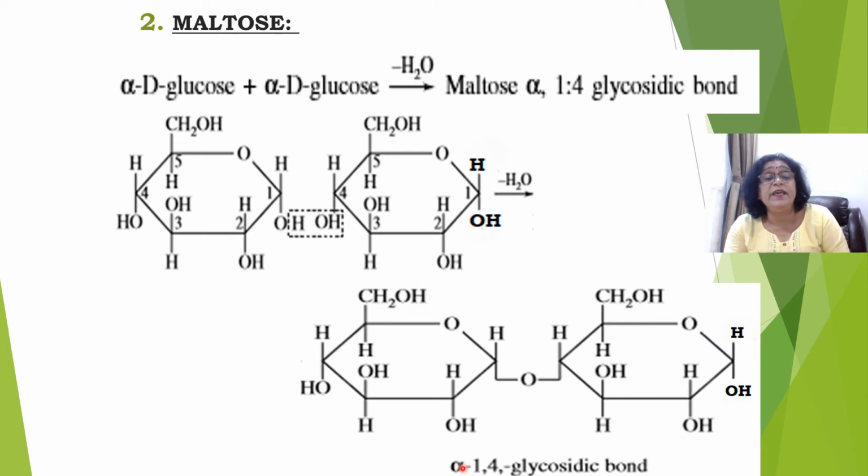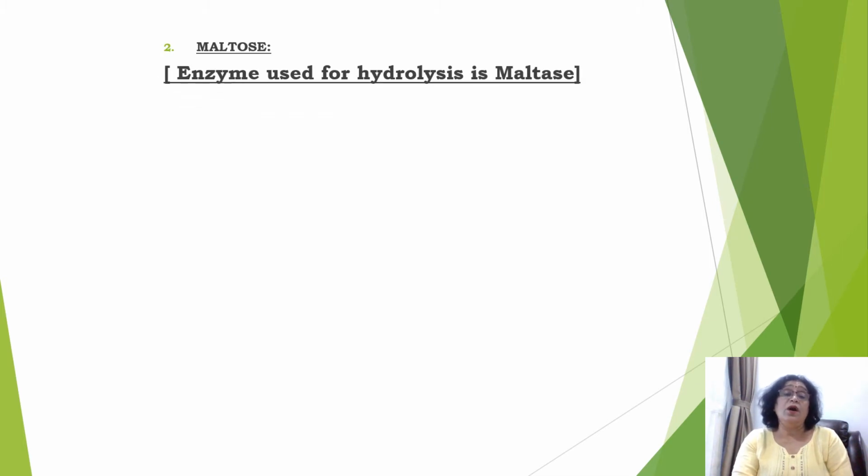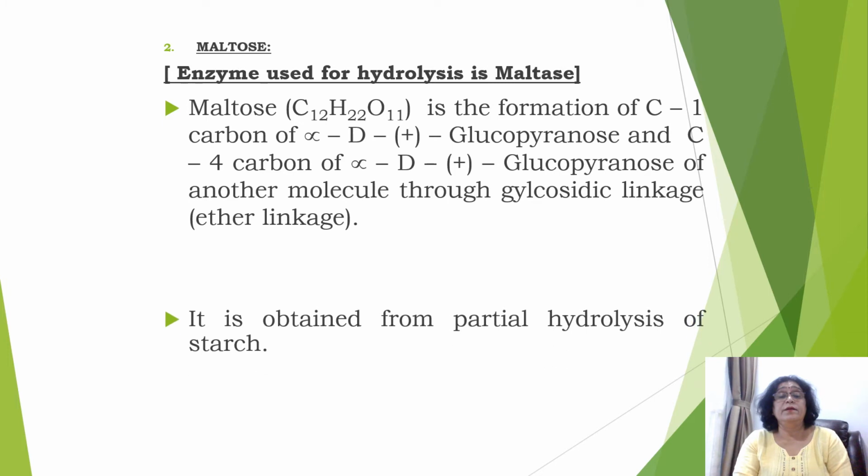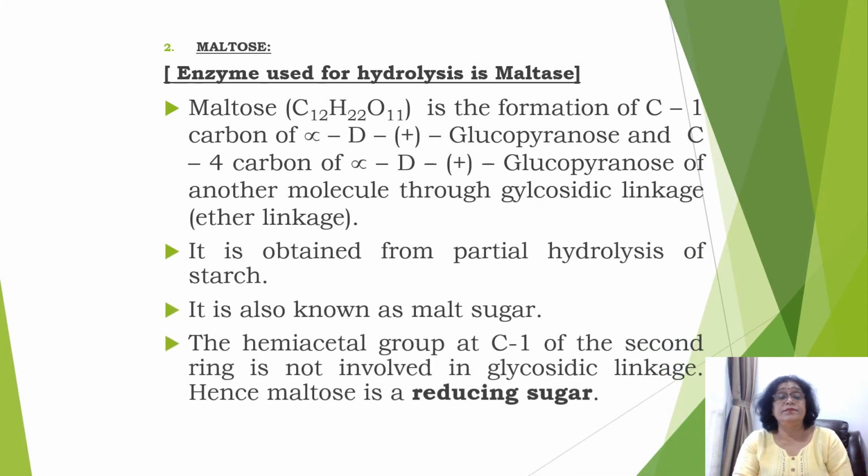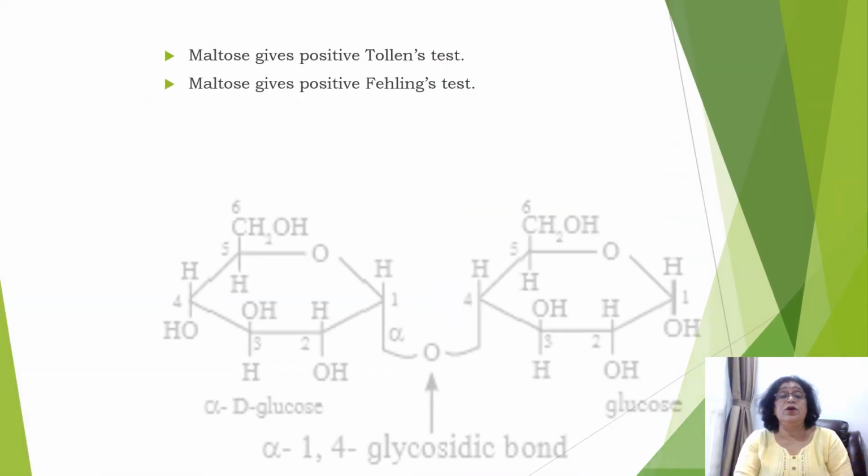Okay, so what will be the linkage? Alpha 1,4 glycosidic linkage. Both the glucose molecules are alpha D glucose and they interact and water molecule is given out and this glycosidic linkage is formed. So that is why it is called alpha 1,4 glycosidic bond. Now our next question is whether maltose is a reducing sugar or a non-reducing sugar. So let's see.